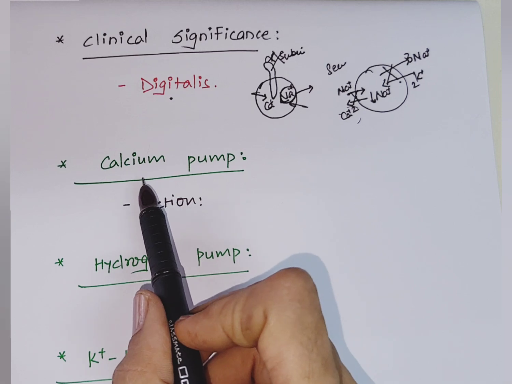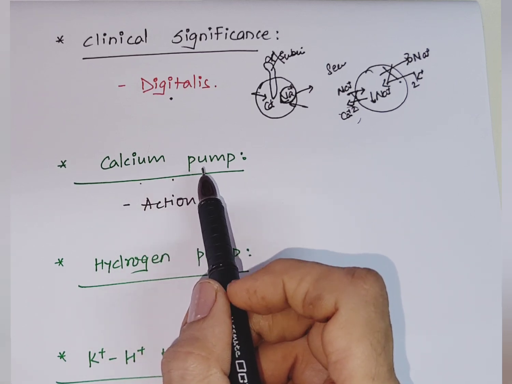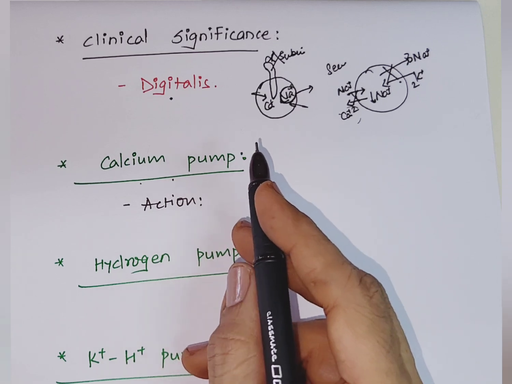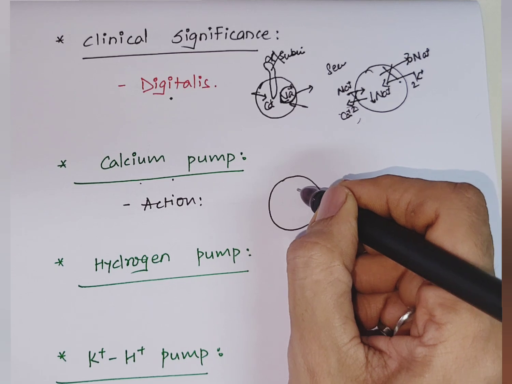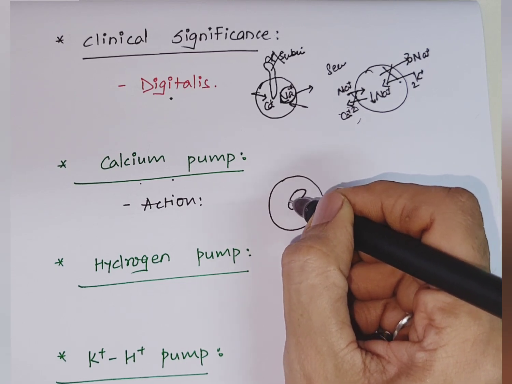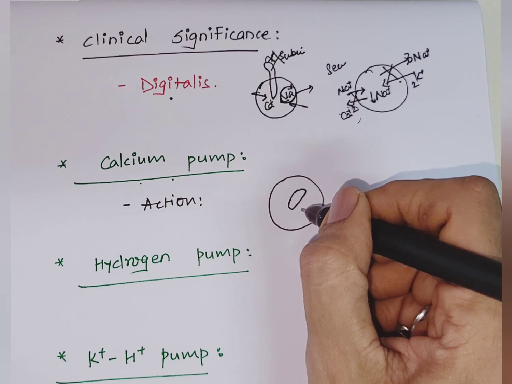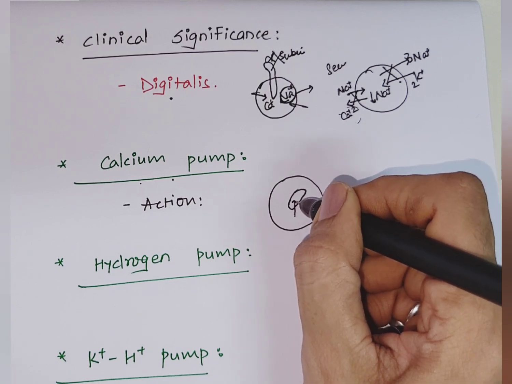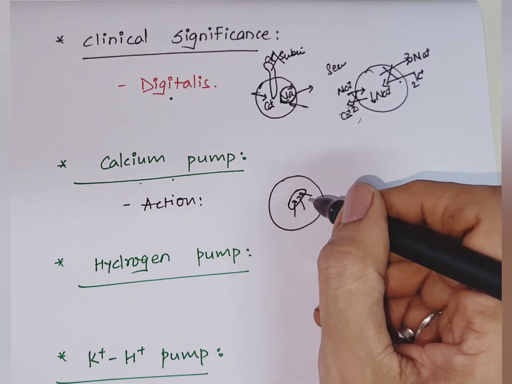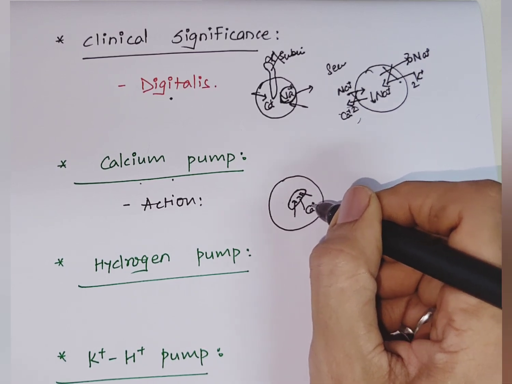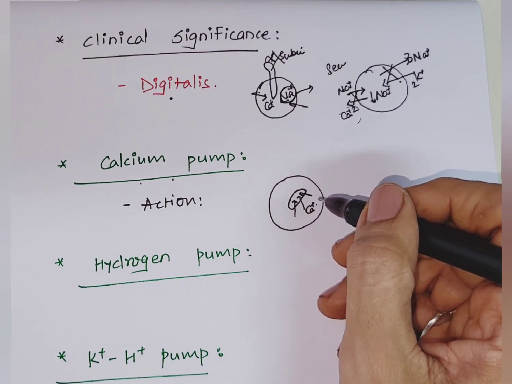Another variety of pump is the calcium pump. It causes transport of calcium ions from inside to outside, and it helps to maintain a low concentration of calcium inside the cell. It is commonly present in the sarcoplasmic reticulum, that is, the smooth endoplasmic reticulum of skeletal muscle that we have discussed. So what does it do? After muscle contraction is over in skeletal muscle, these calcium ions go back into the sarcoplasmic reticulum where they are stored. So the concentration of calcium inside the cell is reduced. It is also present in the cell membrane and some other cell organelle membranes.